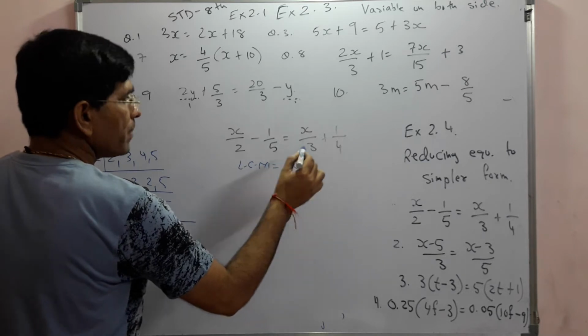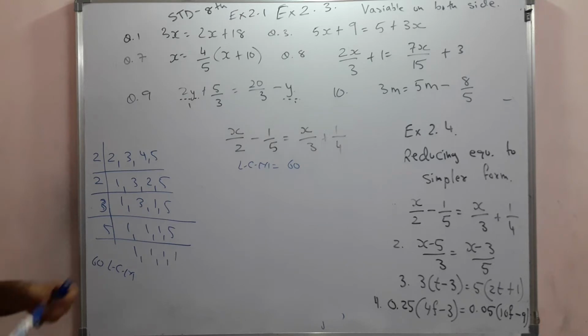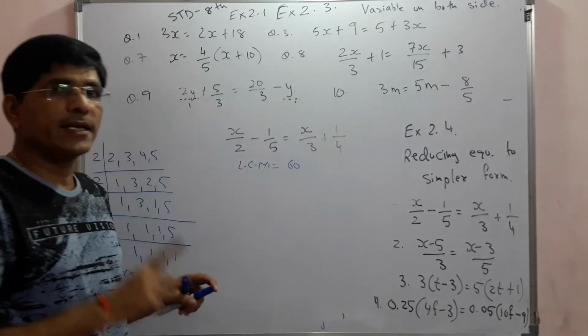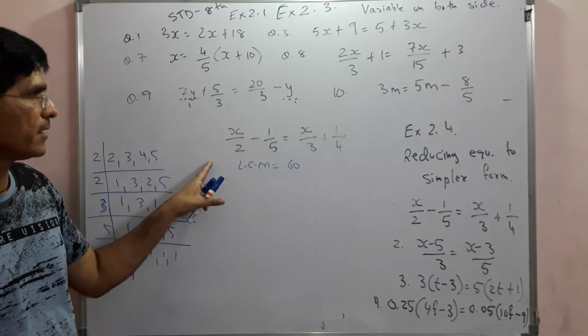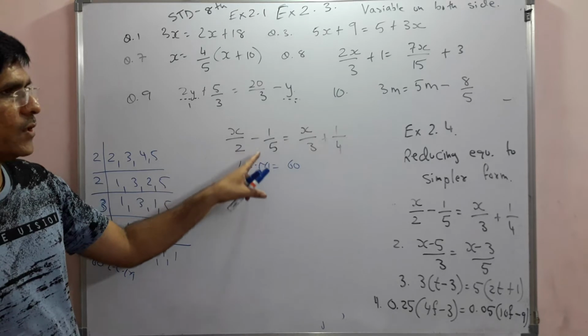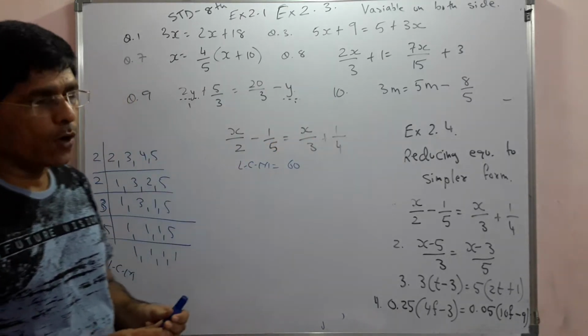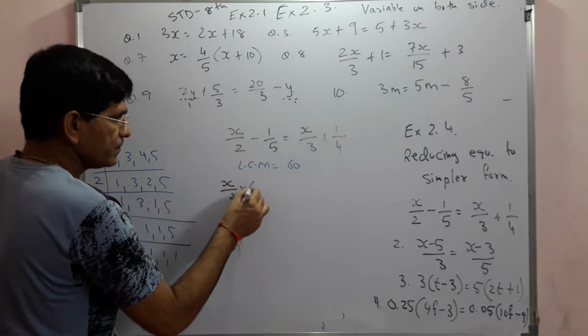We have to multiply each term by 60. It's a simple concept, a new concept. Generally at primary level we make the denominator equal to 60, so I have to multiply both numerator and denominator by 30, here by 12, here by 20, here by 15. But the new concept is that I have to multiply each term by 60.